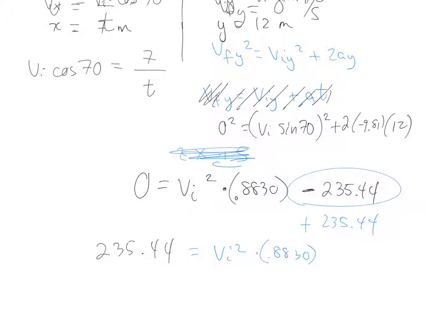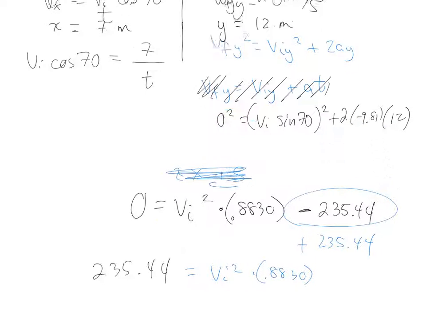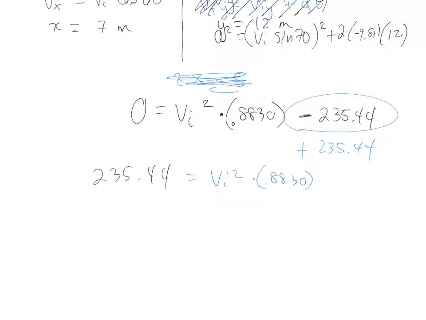Then I get rid of the 0.8830 because it's currently multiplying. Remember, even though there's a square here, you don't take a square root until you get this whole thing by itself. This comes up a lot with t squared also. So divide by 0.8830. What do I get from that? 235.44 divided by 0.8830. Ernest? Negative 266.63. Positive 266.63. It's got to be.